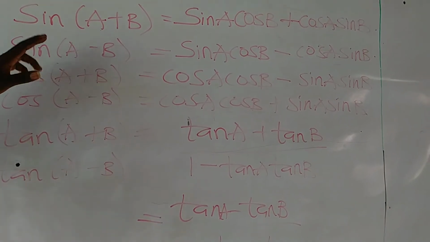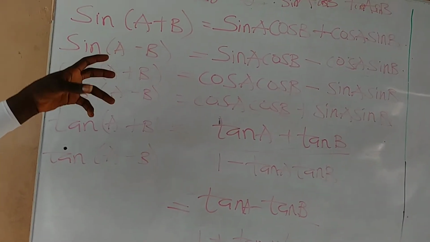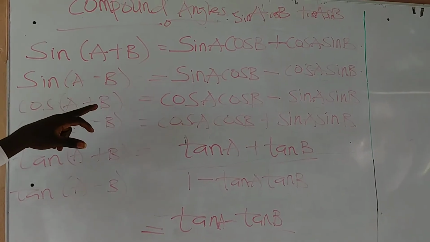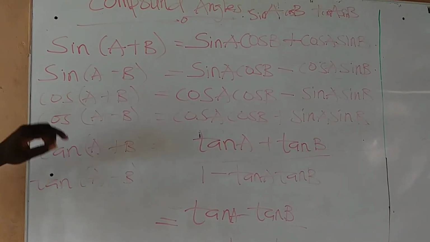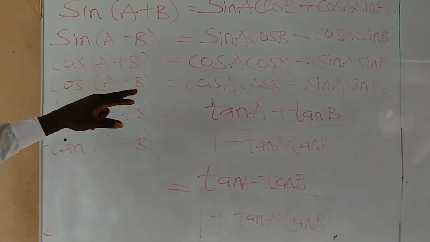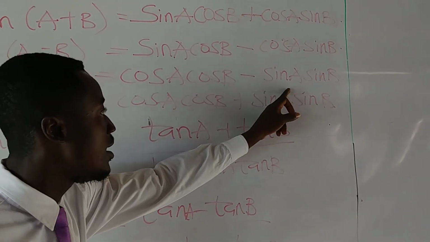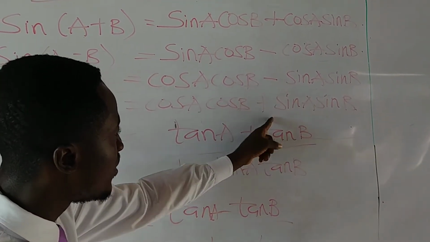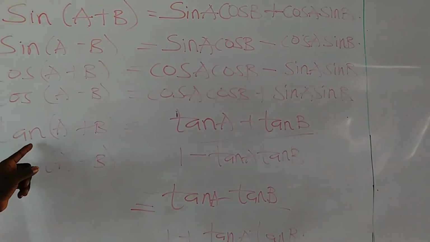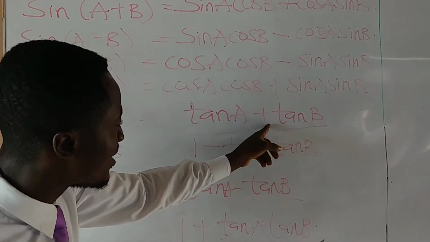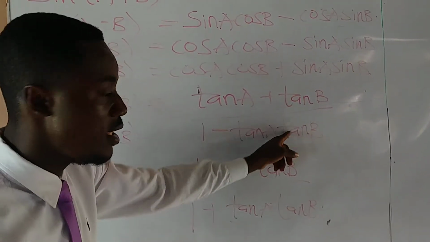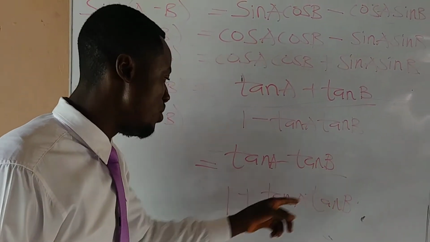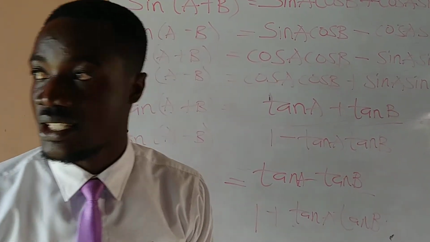So if you have sine A plus B, remember to expand it as sine A cos B plus cos A sine B, and sine A minus B is equal to sine A cos B minus cos A sine B. Cos A plus B equals cos A cos B minus sine A sine B. Cos A minus B is the same as cos A cos B plus sine A sine B. We have tan A plus B, same as tan A plus tan B on 1 minus tan A tan B. Then tan A minus B is the same as tan A minus tan B on 1 plus tan A tan B.